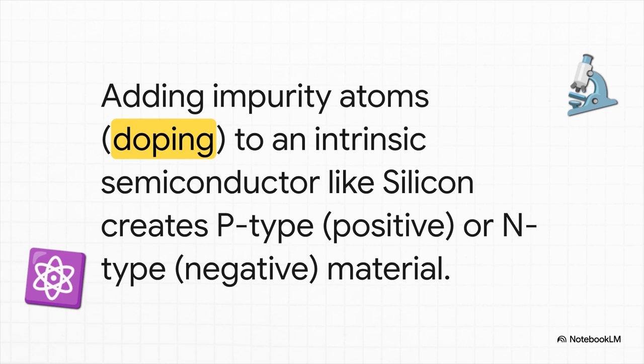We take a material like silicon, which is a semiconductor, and we add tiny, specific impurities to it. It's a process called doping. This lets us create two new kinds of materials, N-type, which has extra electrons to give away, and P-type, which has empty holes that are looking for electrons.